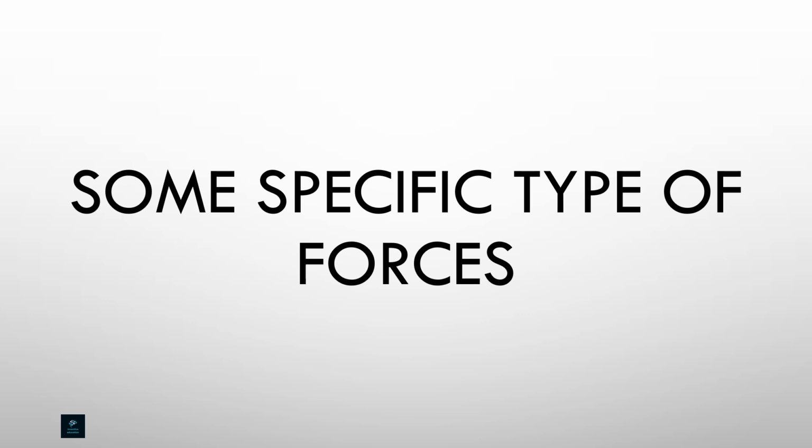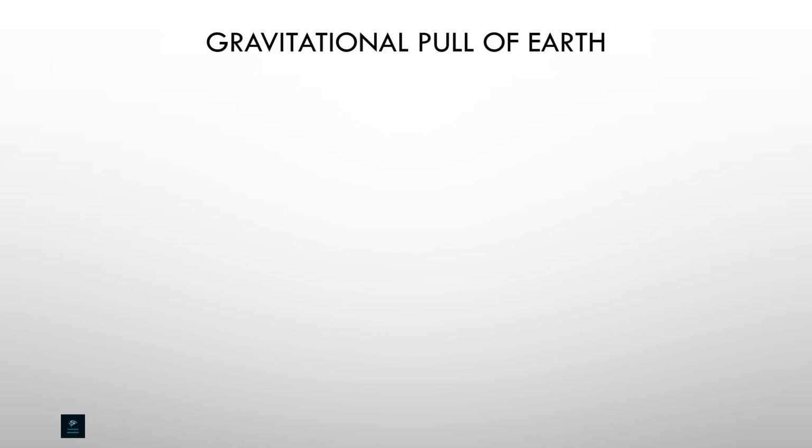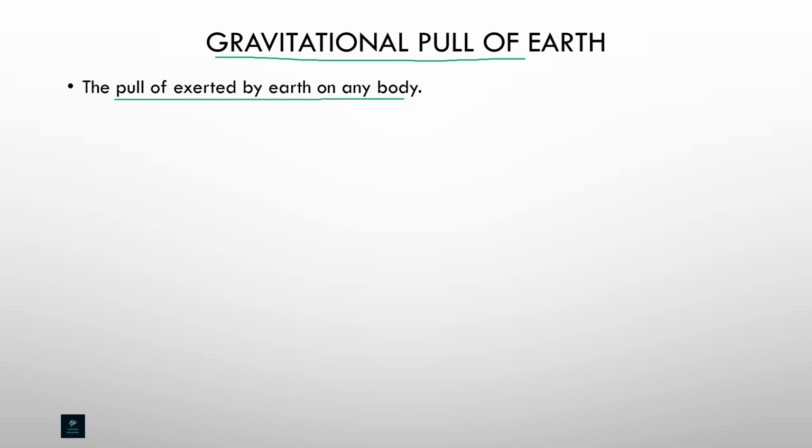Now we will learn about some specific types of forces. The first force that we'll consider is the gravitational pull of the earth. Every object that is present on the earth experiences a pull by the earth towards its center. That pull is called the gravitational pull of the earth. Therefore, the pull exerted by the earth on any body is the gravitational pull of the earth. And in all practical cases, this pull is directed vertically downwards.